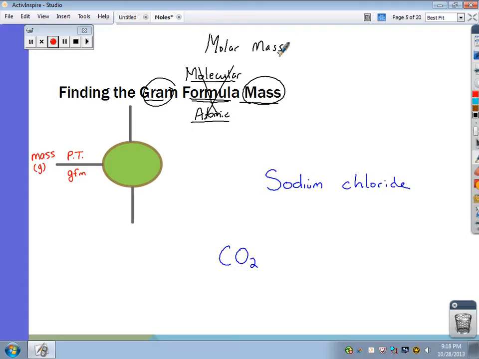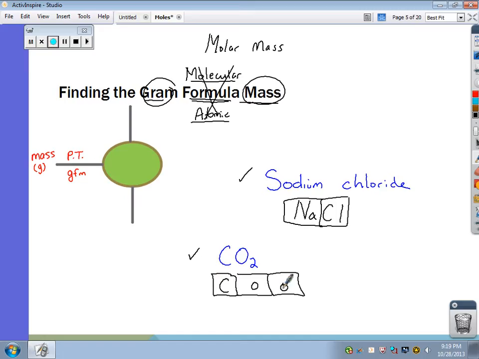So this is sodium chloride, NaCl. And what that means is I have 1 sodium and 1 chlorine in sodium chloride. This is carbon dioxide, so we finish with this for a second. This is carbon dioxide. I have 1 carbon and 2 oxygens in a molecule of carbon dioxide.